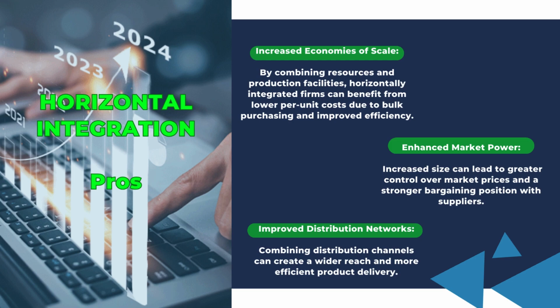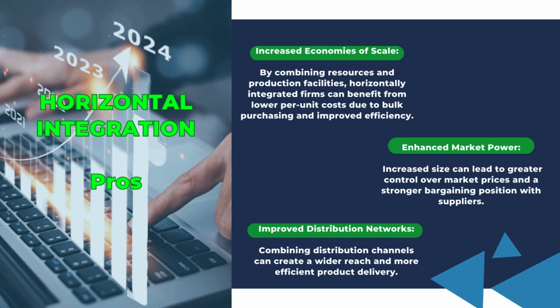economies of scale. By combining resources and production facilities, horizontally integrated firms can benefit from lower per unit costs due to bulk purchasing and improved efficiency. And the other one is it enhances market power. Increased size can lead to greater control over market prices and a stronger bargaining position with suppliers.